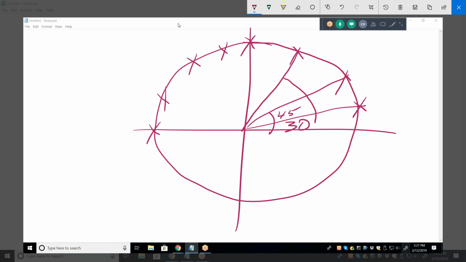So let me test you one more time. Tell me the coordinates of that point right there. The 60-degree angle.